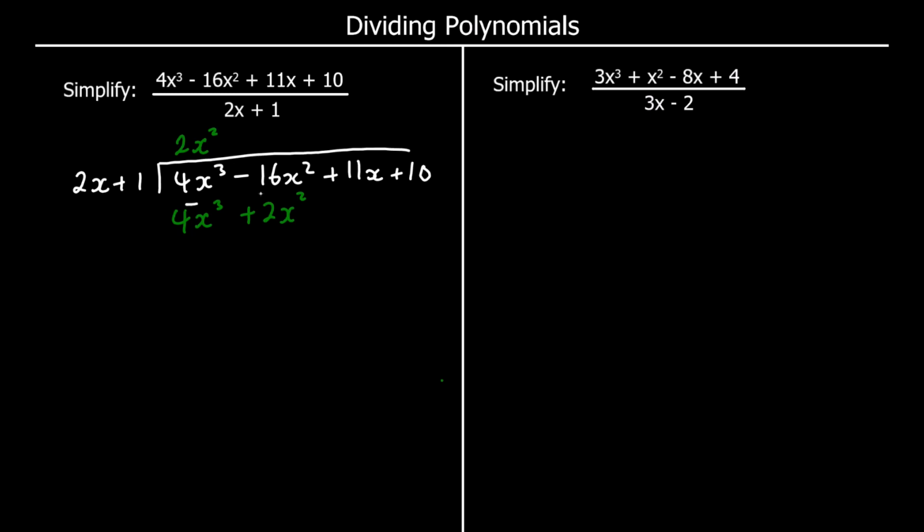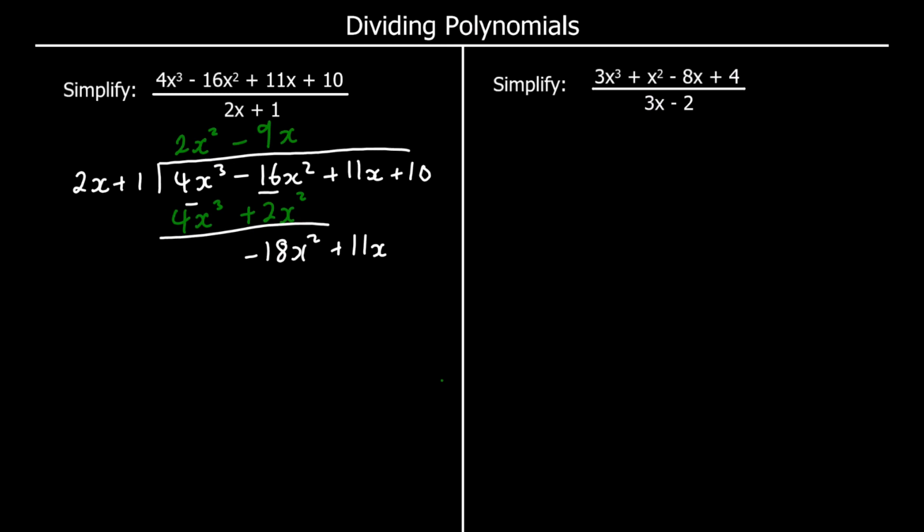Take away. The 4x cubes go. We've got negative 16x squared. Take away another 2x squared. That's going to get us to negative 18x squared. Bring down the next term. Same steps again, so divide. Negative 18 over 2 is negative 9. X squared over x is x.